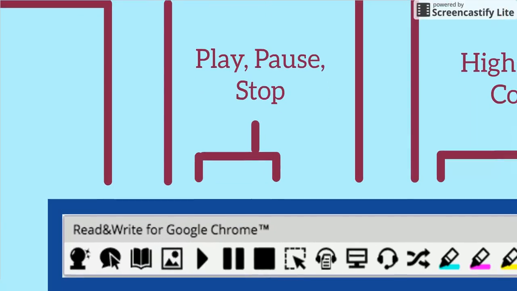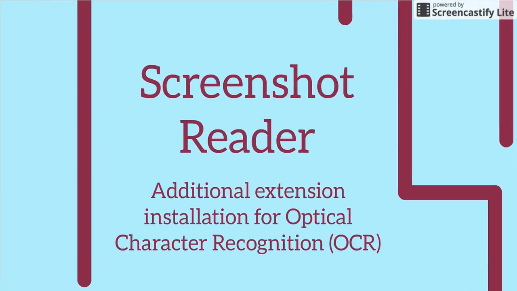For use with any of the audio or read aloud buttons, there is a play, stop, and pause button to control playback. Screenshot Reader is a button that is compatible with an additional extension that would allow for optical character recognition. OCR is used for transcribing text from a picture of a worksheet or an image of text.